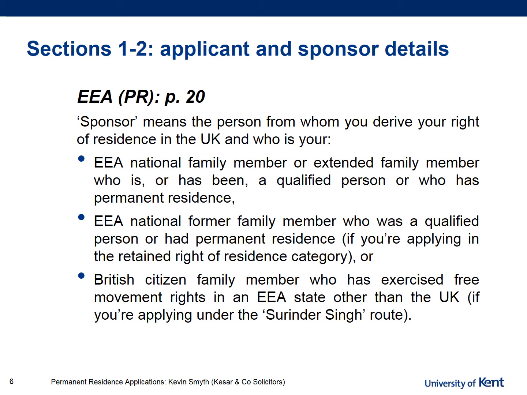Sections 1 and 2 concern applicant and sponsor details. If you have already completed the biometric section, then you will find this section repetitive, but you must still complete it nevertheless. The definition of the term sponsor can be found on page 20 of the EEA-PR form itself. If you are applying as a family member of an EEA national, or in certain limited circumstances the family member of a British citizen, then that person is your sponsor.